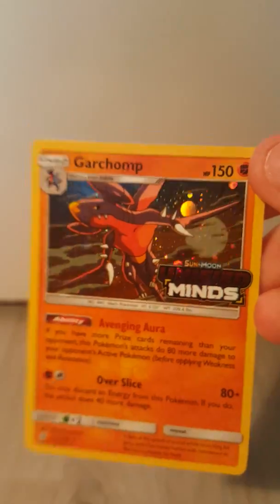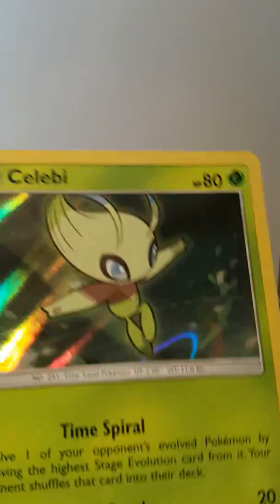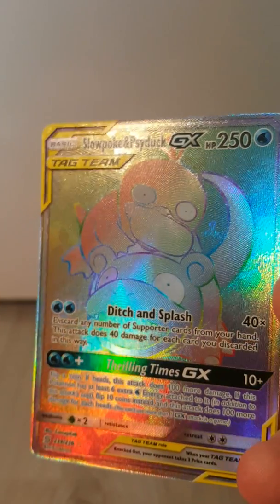So yeah, have a look at this beauty. So what we got, well, this is not in the set, but we got a Garchomp. We got 2 holos, a Terrakion and a Celebi. And we got 1 rainbow rare Tag Team GX of Psyduck and Slowpoke. Not too bad. Wish I'd gotten 1 more GX, to be honest, but not too shabby. Can't really complain. I mean, we also got this beautiful thing.